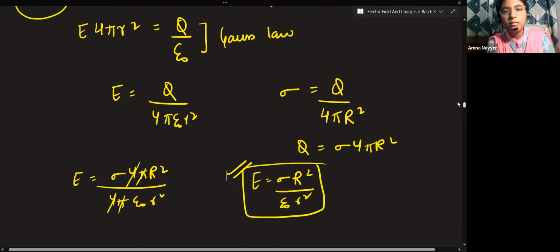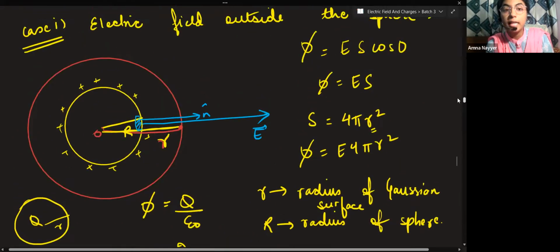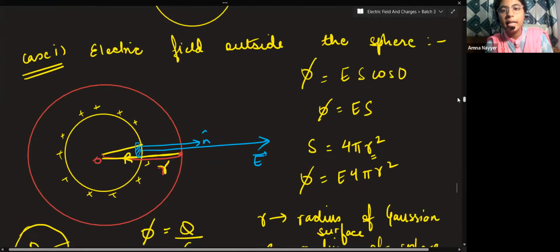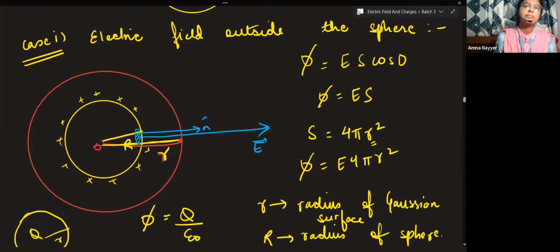Note this down, then we'll do the second and third case: electric field on the surface and electric field inside it.